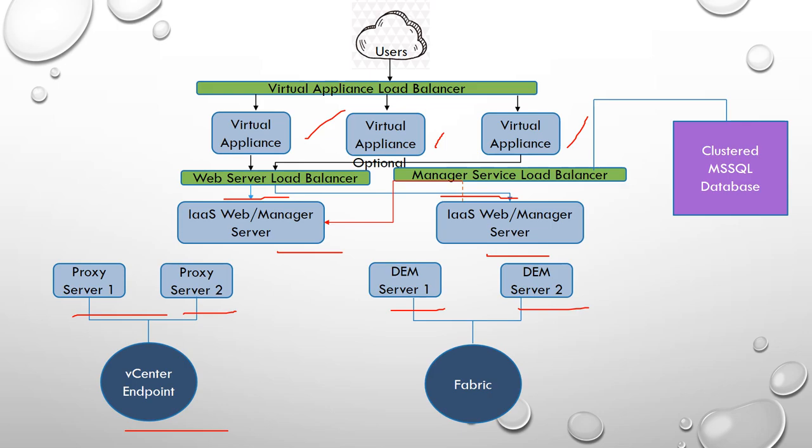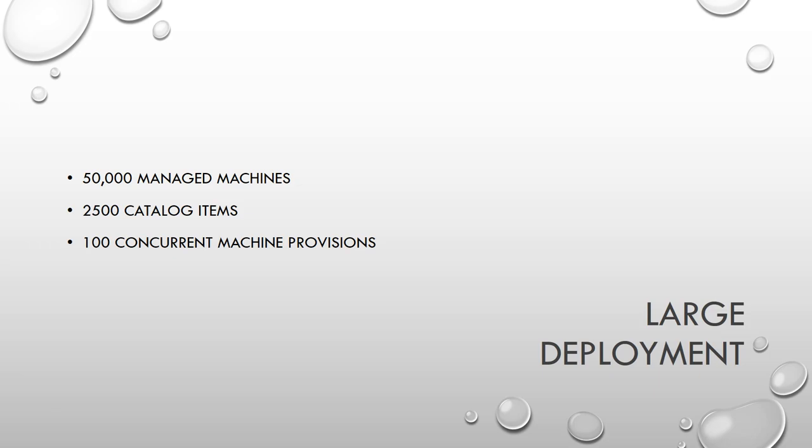We of course have a MS SQL database that stores information regarding the IS components on another server. Now that we are done with the medium deployment, let us discuss the large deployment. A large deployment would support the following items. We can manage 50,000 machines at a time, 2,500 catalog items, and we can do 100 concurrent machine provisions.